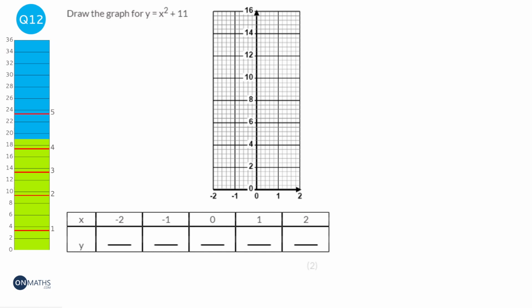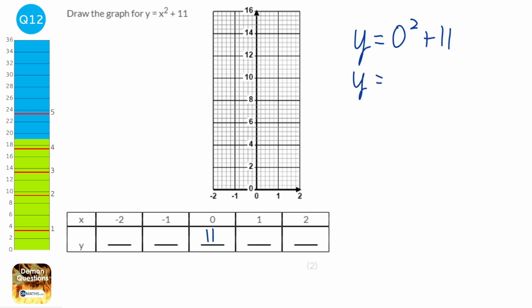Here we want to substitute x equals 0 into our equation. So we've got y equals x squared plus 11, so it's y equals 0 squared plus 11. 0 squared is just 0, plus 11 is going to be 11. We're going to do the same for 1. So y equals 1 squared plus 11. 1 squared is just 1. 1 plus 11 is 12.